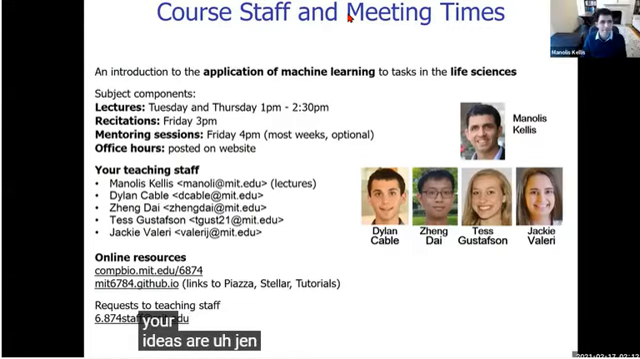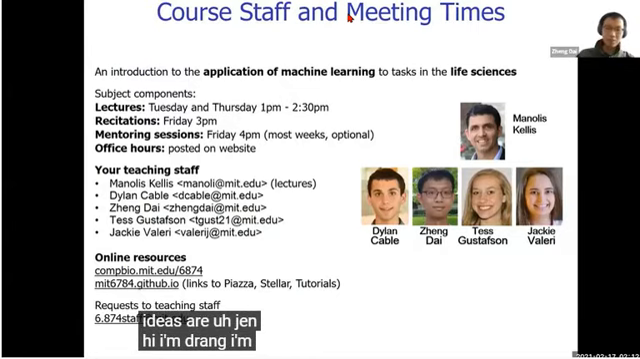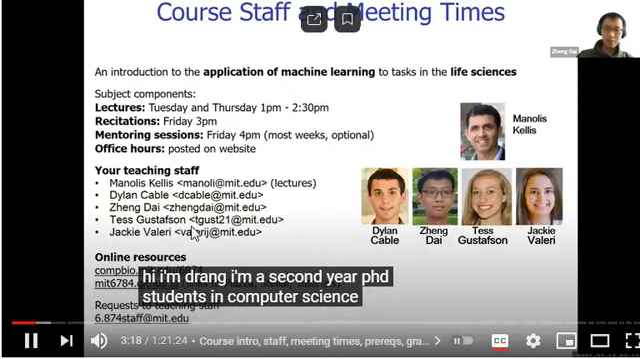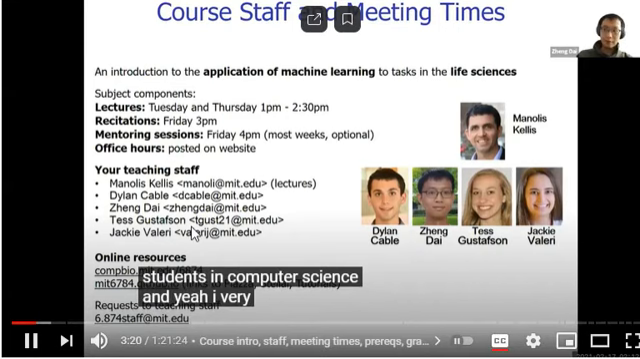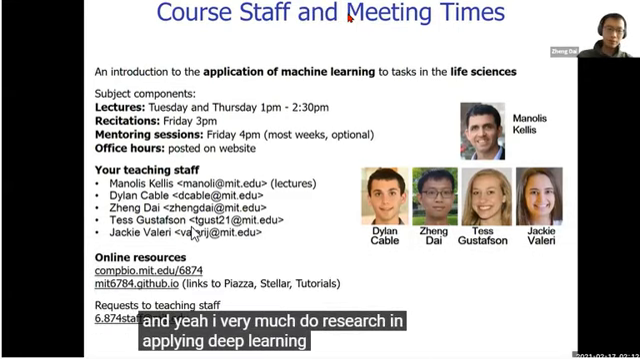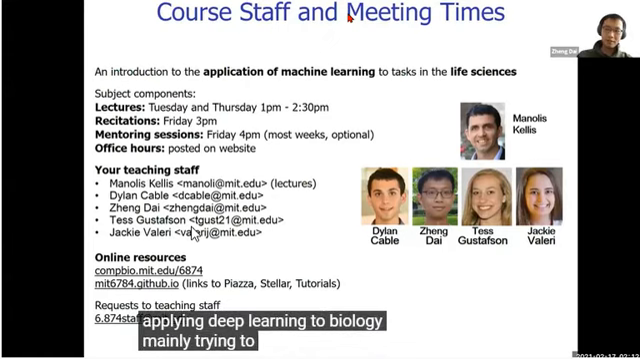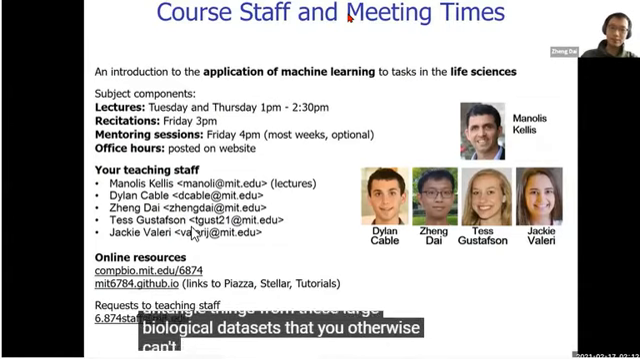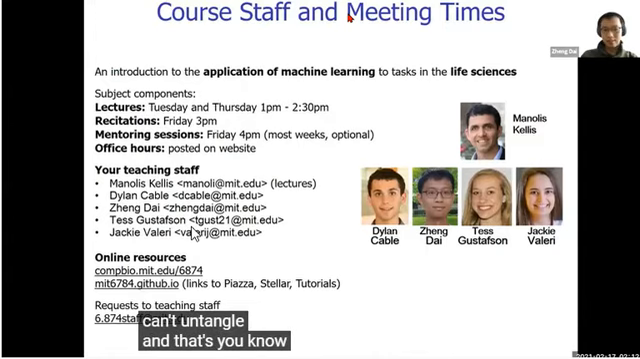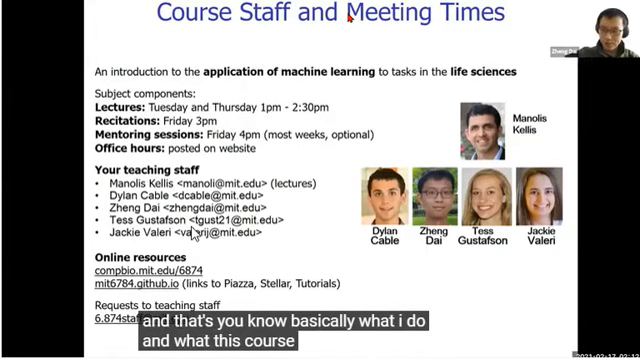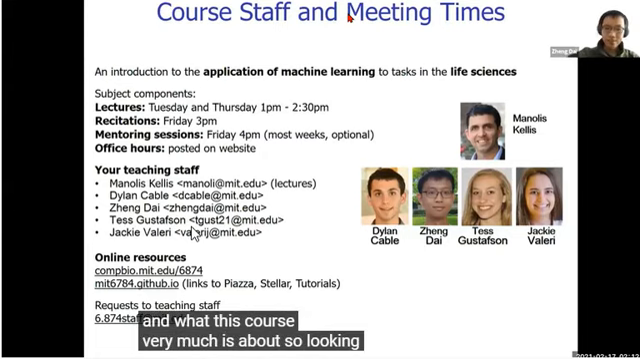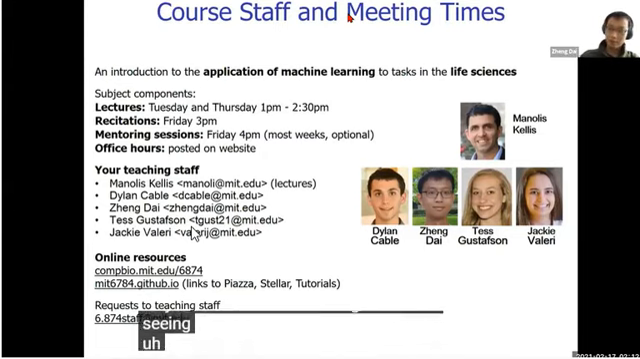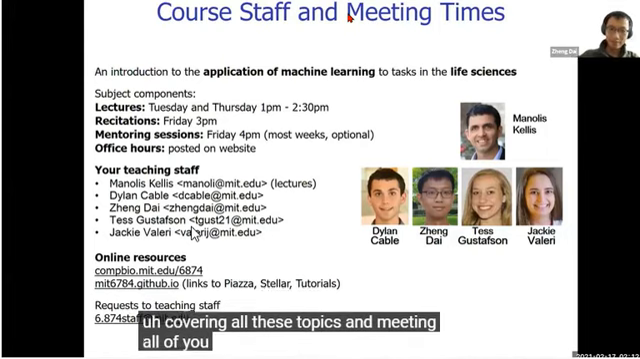Jeng? Hi, I'm Zheng. I'm a second-year PhD student in computer science. And yeah, I very much do research in applying deep learning to biology, mainly trying to use these new state-of-the-art deep learning techniques to untangle things from these large biological data sets that you otherwise can't untangle. And that's basically what I do and what this course very much is about. So looking forward to covering all these topics and meeting all of you.